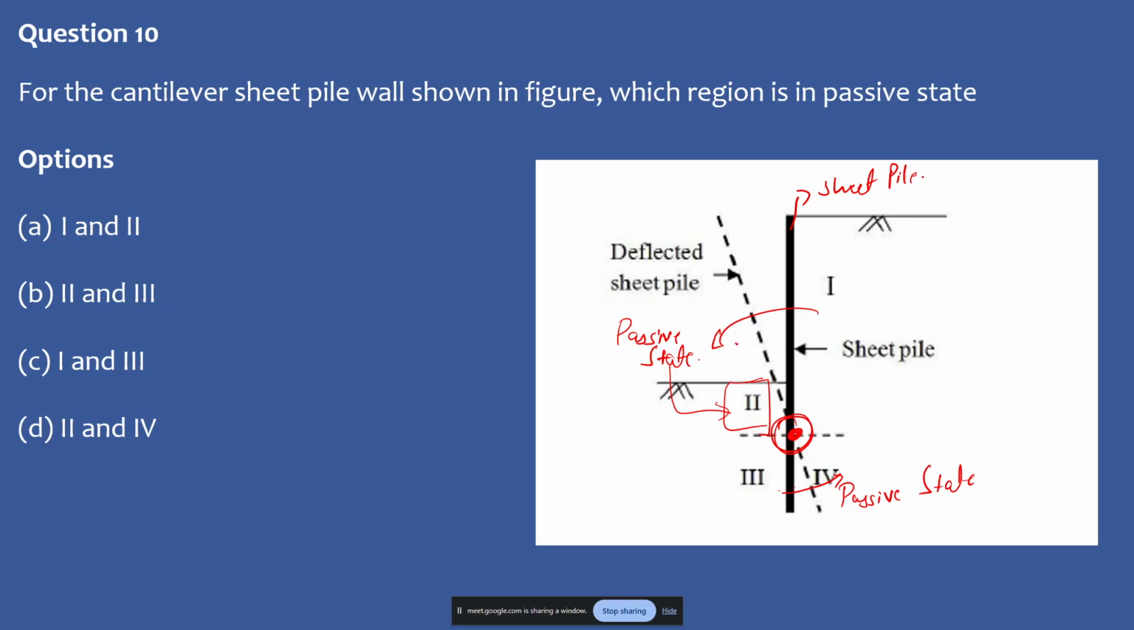You kept the arrow mark, like for the movement of the pile. Okay, the movement, the deflected shape is already given. Okay, yeah, sorry. Right, right. So this is your movement. Okay, yeah, the second zone is correct, passive. So the correct answer is D, the second zone. Okay. Yes, sir. So let's move to our next question.